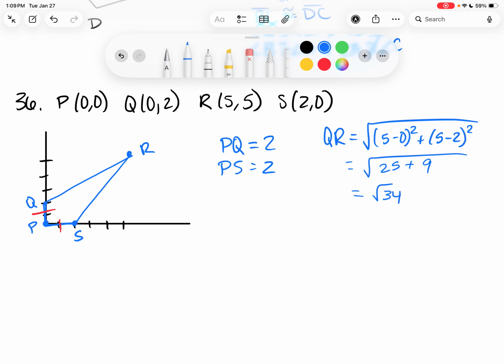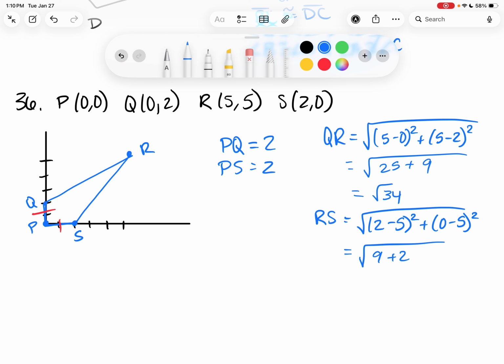And so then looking at RS. Square root of 34. It's a kite. So we've got 2 minus 5 squared plus 0 minus 5 squared. So again, 3 squared is 9. 5 squared is 25. So this is the square root of 34. So this is a kite because the adjacent sides are congruent and the opposite sides are not congruent.